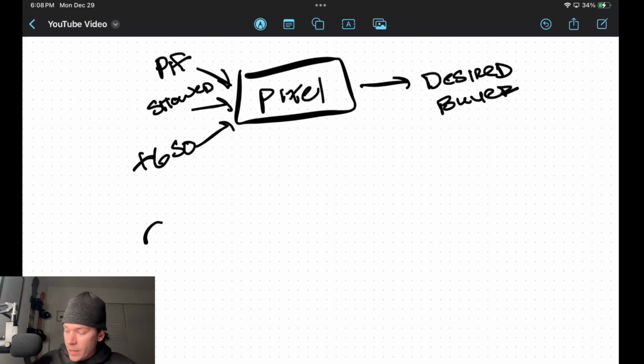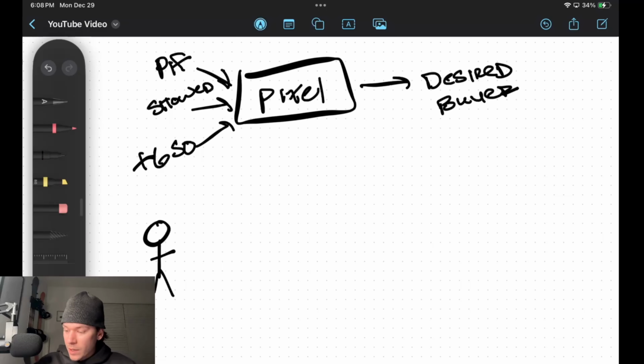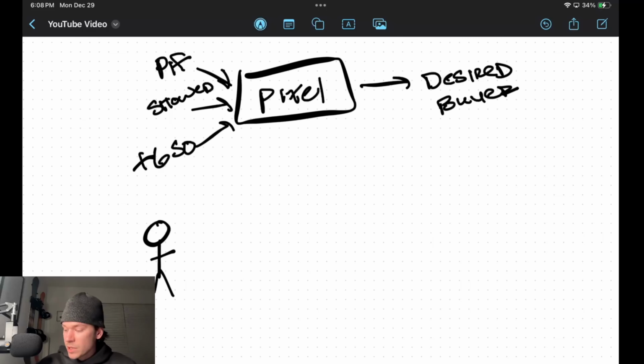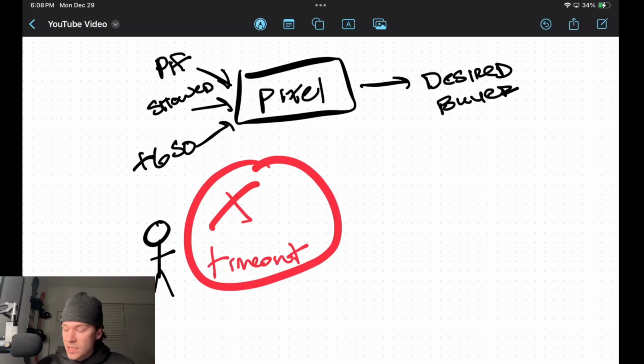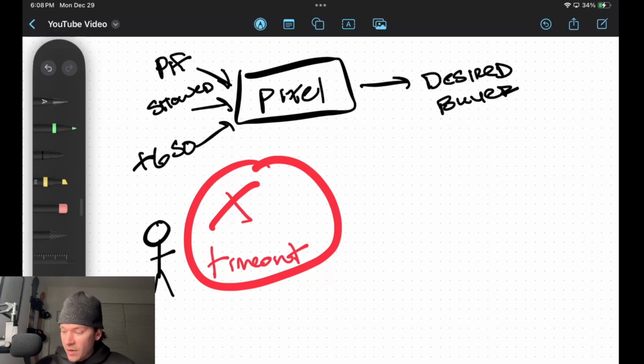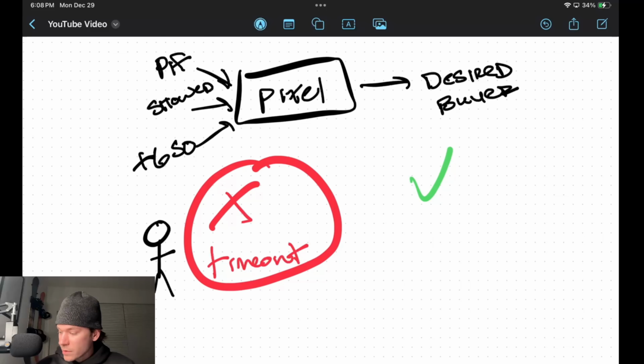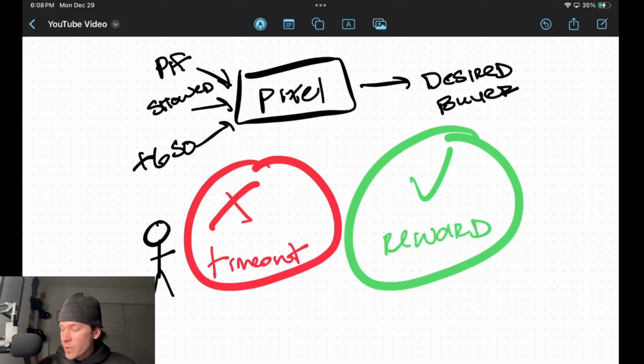I want you to think about your pixel as you would a little kid, right? When a little kid does something you don't want them to do, what do most parents do? Puts them in timeout. This is the same thing for your pixel. If your kid behaves, what do you then do? You reward them. It is the same principle for pixel conditioning that you treat training a little kid.